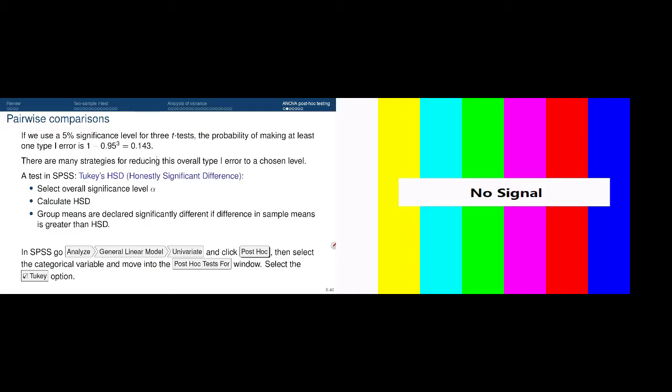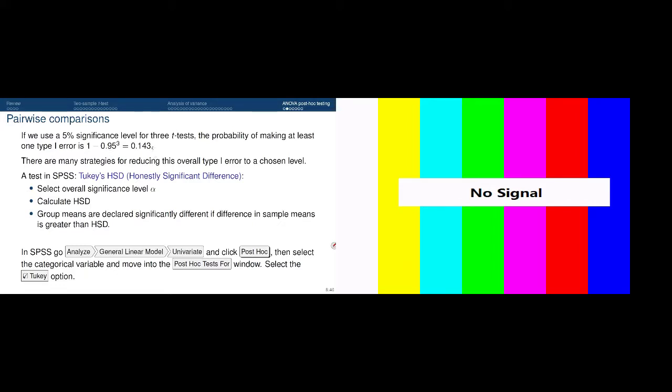All right, and that's pretty good. Now, if we're going to do three different t-tests, then across those three, the probability of making at least one type 1 error is equal to 1 minus 0.95 cubed. Because the probability of not making a type 1 error in the first test is 0.95, in the second is 0.95, in the third is 0.95. So the probability of not making a type 1 error in all three is 0.95 cubed. So the probability of making at least one type 1 error is going to be 1 minus that amount.